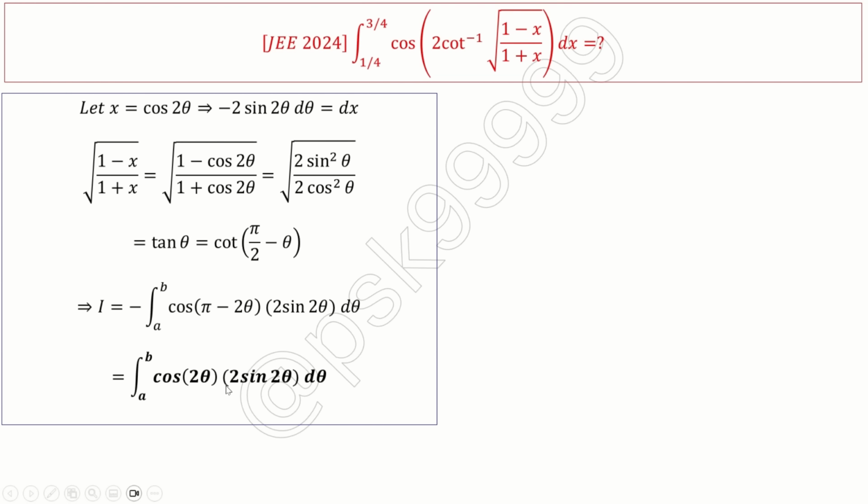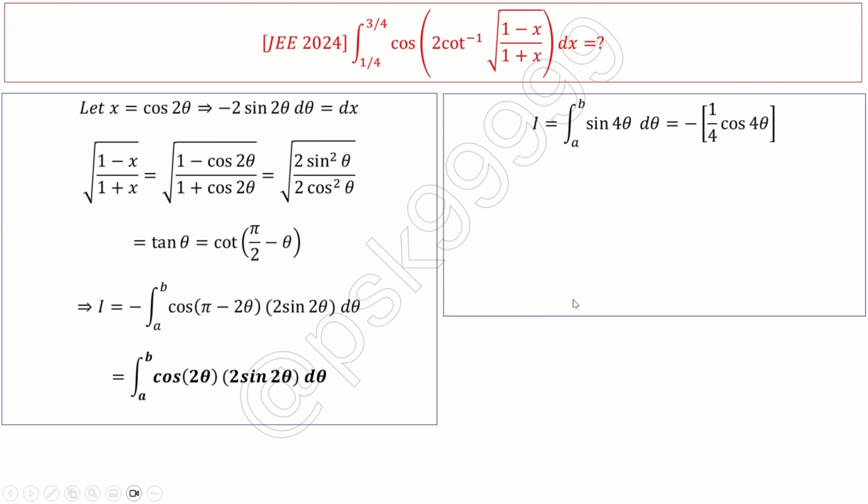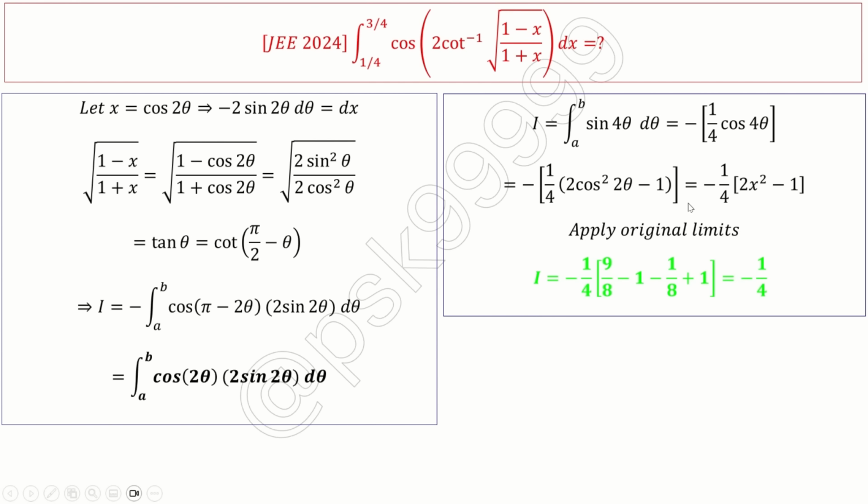Cos 2 theta, 2 sin 2 theta, this is cos 4 theta, correct? And sorry, sin 4 theta. Okay, so integration of sin 4 theta d theta is nothing but minus 1 by 4 cos 4 theta. Now cos 4 theta I will express as 2 cos square 2 theta minus 1. Now cos 2 theta is basically x, so this is 2x square minus 1. Now apply the original limits. Because everything is in terms of x, apply the original limits, which means carefully apply minus 1 by 4 as is.